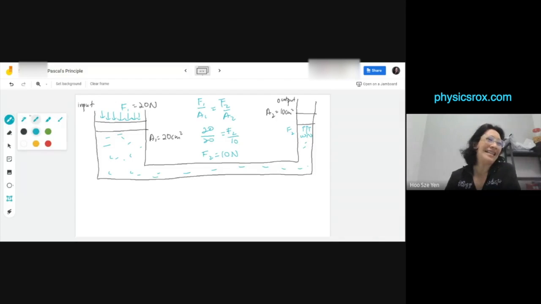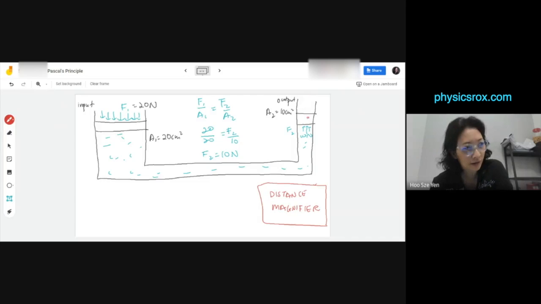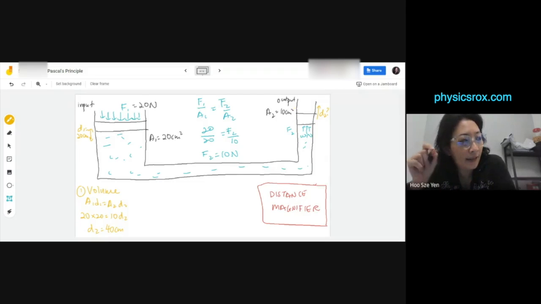Because this is a distance magnifier. You use this if you need to move this a greater distance. So based on what we've just learned, let's take the volume method. Let's say this one now we move 20 cm. That means A1 D1 equals A2 D2, where this is D1 and D2 will be the distance moved. So if you count this, you get 20 times 20 equals 10 times D2. You will get 40 cm. So suddenly you see, the distance becomes double. Even though the force is less, or rather because the force is less, the distance is now double.